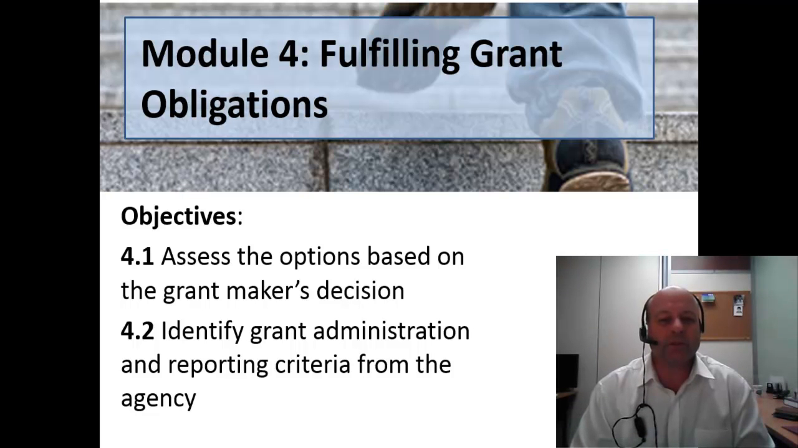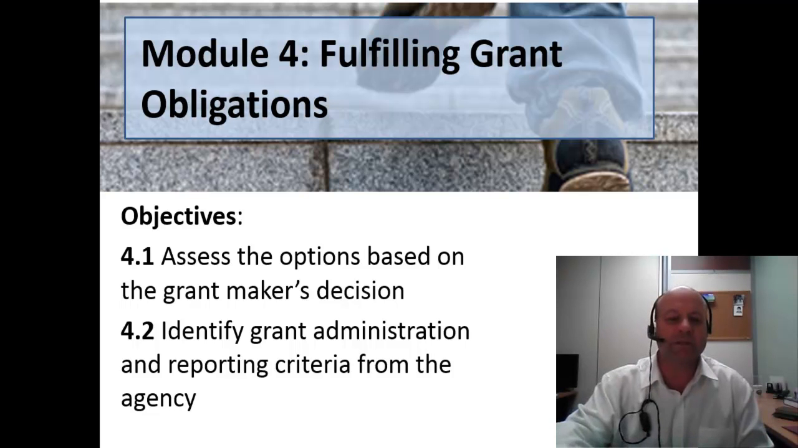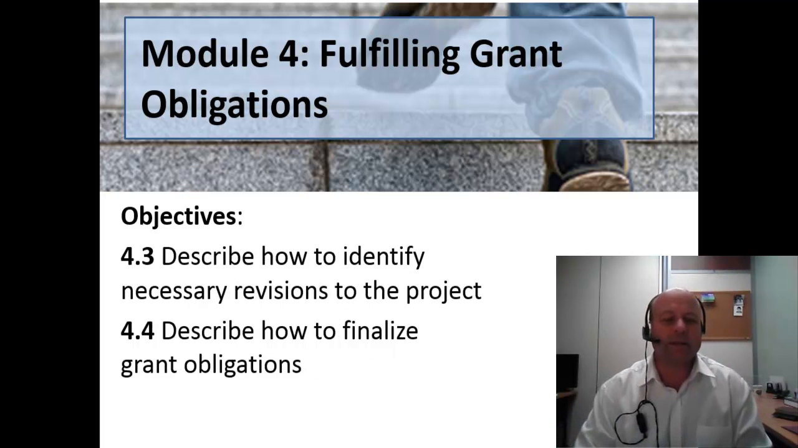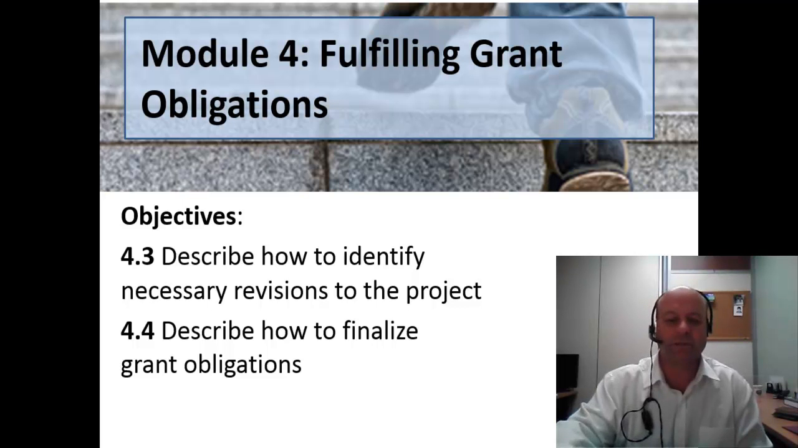First objective will be to look at how we assess our options based on the grant maker's decisions after we've heard back from the grant maker. We'll also look at how we identify the grant administration reporting criteria from the agency if we've been successful. And as we go through to do our project, how do we identify any necessary revisions to the project based on some of the commitments we have to that grant agency? And also, the last session will be to describe how we finalize our grant applications.